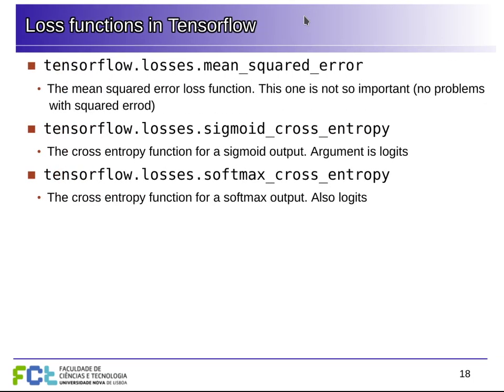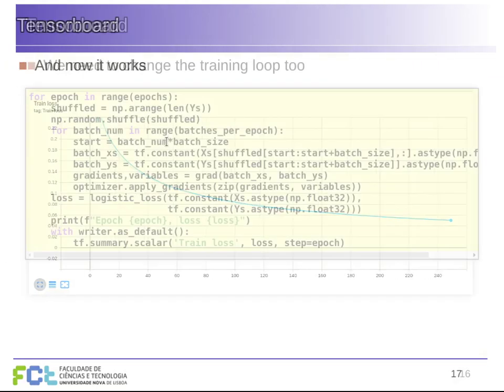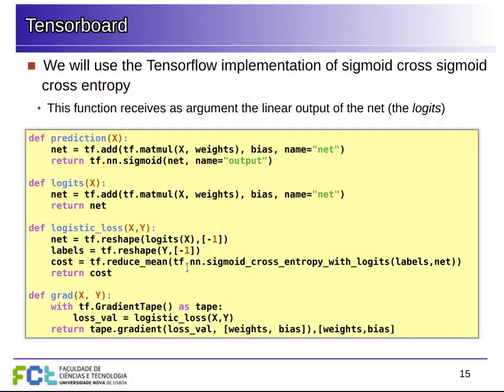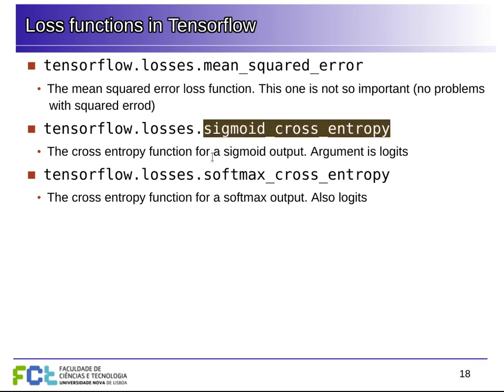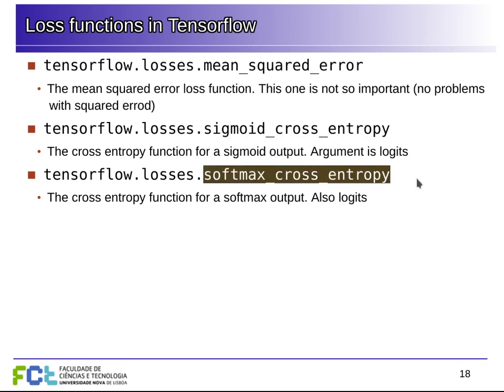So basically, you have loss functions in TensorFlow. You can use the ones in the losses module. I use the lower one in the neural networks module because this one comes explicitly with the name with logits, which is what we are giving it here at this stage. But these ones also work with logits, so basically these two work with logits and call the other one.